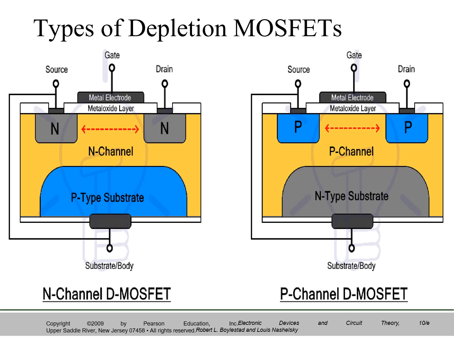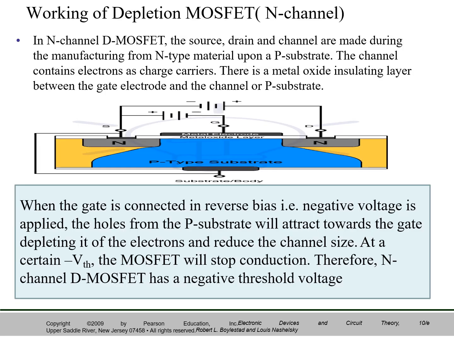Drain and source terminals are connected through a metallic contact to the N-doped regions. You can see this in the diagram. Gate is also connected to a metal contact but isolated from the channel by a very thin silicon dioxide layer. There is no direct connection between the gate and the channel in a depletion MOSFET. Because of the insulating SiO2 layer, the input impedance of the depletion MOSFET is very high, in fact more than the JFET. So this is N channel. For P channel, the substrate is N and the channel is P. That is why it is a P channel depletion MOSFET.